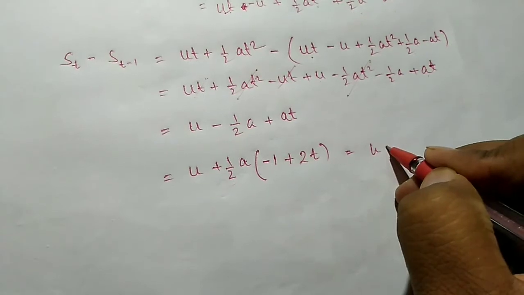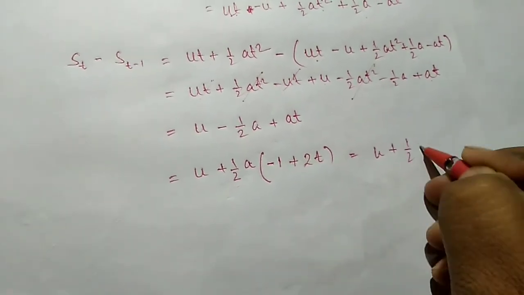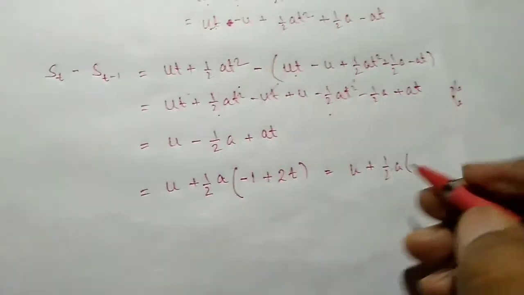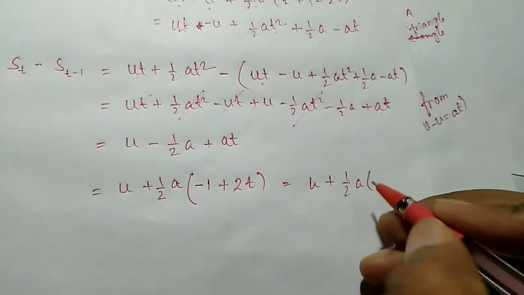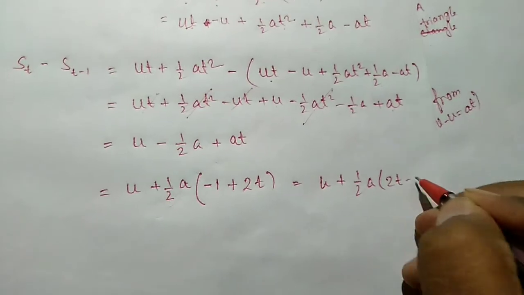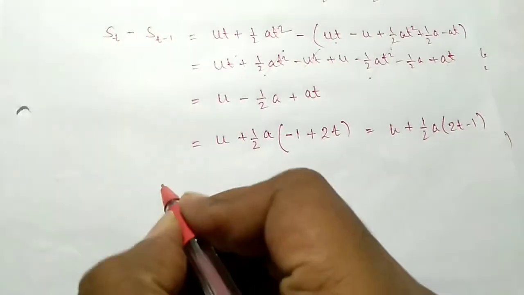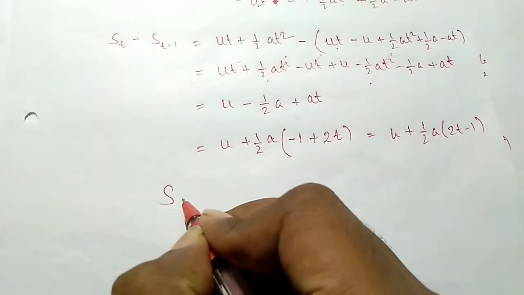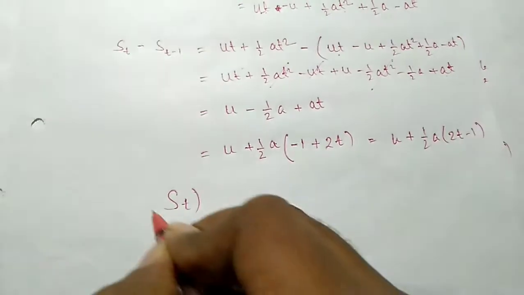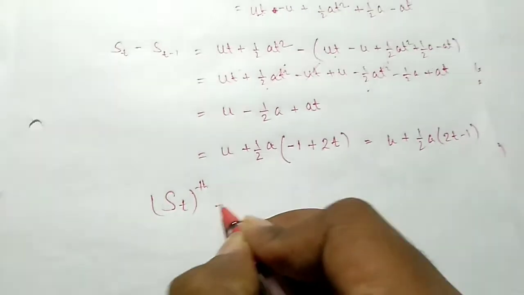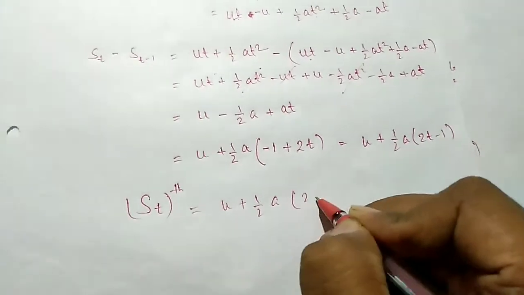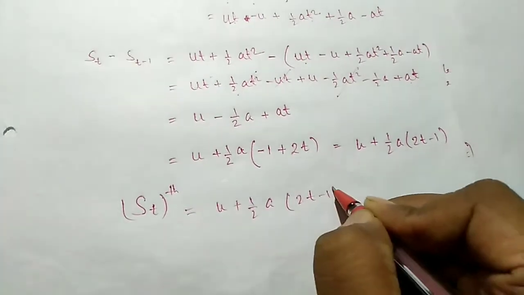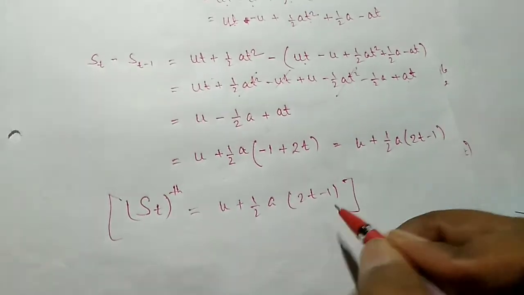So what is here right now? So u plus half a, and doing that as in the equation at the starting, I haven't written that equation, so multiplying that 2t minus 1. So what we have obtained, that s in a particular time, so s_t-th second, so that is u plus half a (2t minus 1). This is the fourth equation of motion.